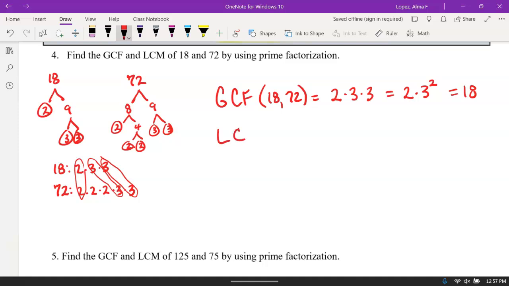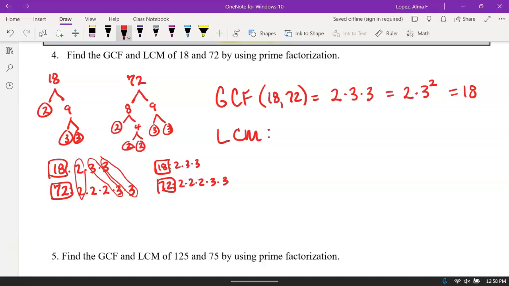For the least common multiple, I'll do it right next to it. Let's write those out again so you can see them. 18 is 2 times 3 times 3. 72 is 2 times 2 times 2 times 3 times 3. Let me put these in little boxes so you'll know those are the numbers, and out to the side we have the prime factorization.